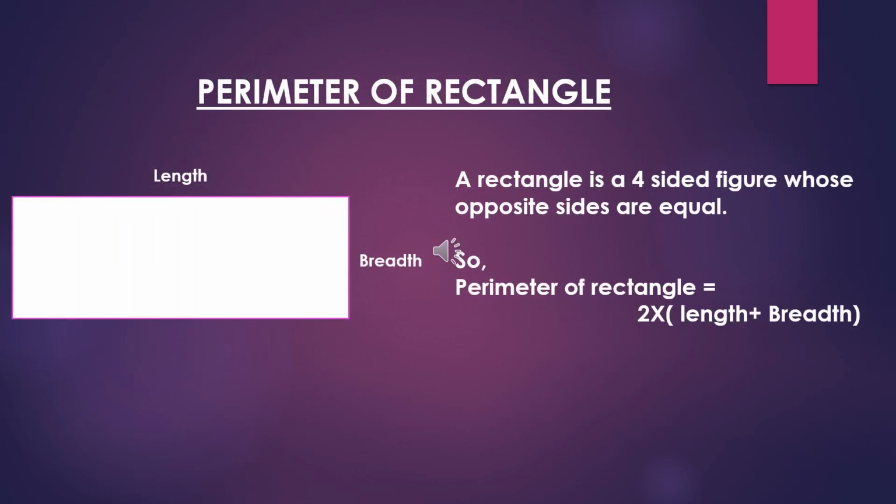Perimeter of a rectangle. A rectangle is a four-sided figure whose opposite sides are equal. That is, it has two lengths and two breadths. So, perimeter of a rectangle is equal to 2 multiplied by the sum of length and breadth.